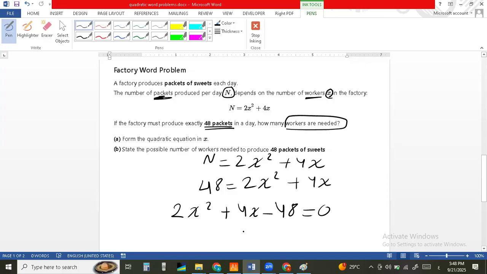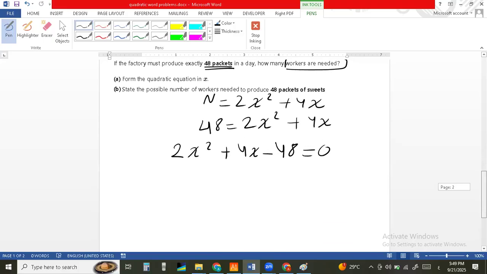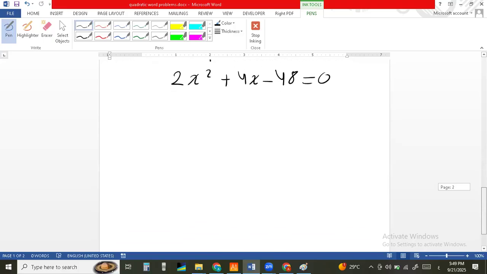Whatever makes you feel comfortable, do it. So I feel comfortable having the equal sign on the right side this way. No problem at all. So now I did 2x squared plus 4x minus 48 equals 0. Let's solve the equation. This is a quadratic equation.